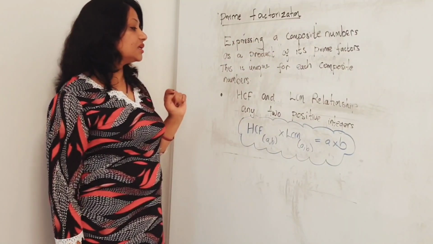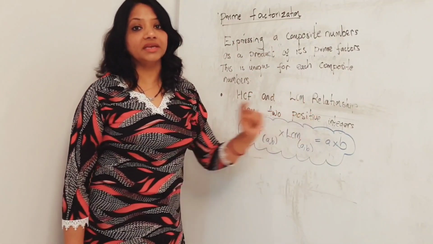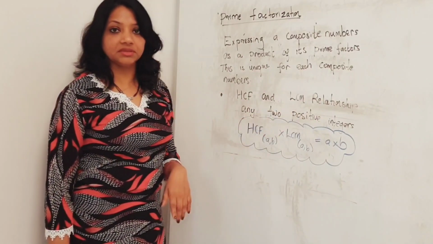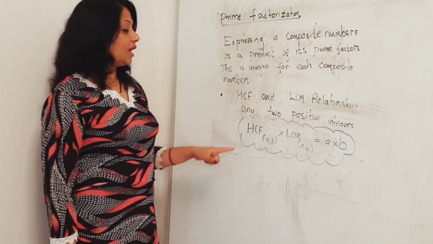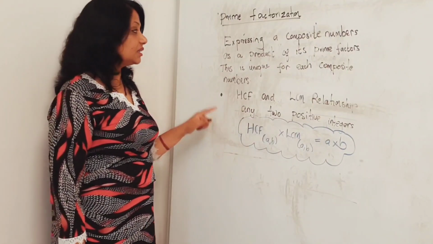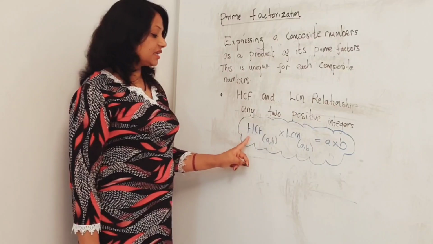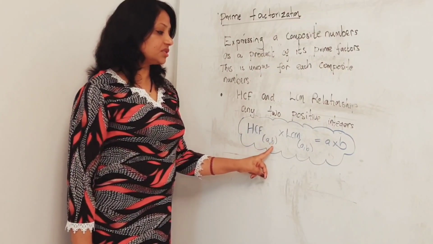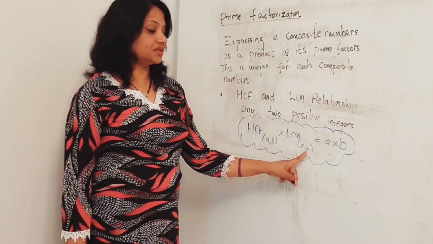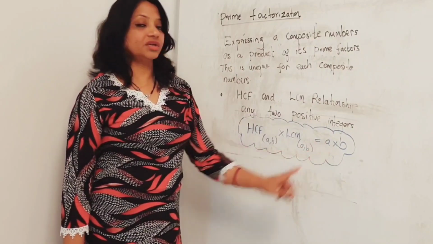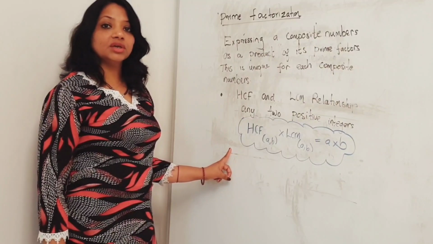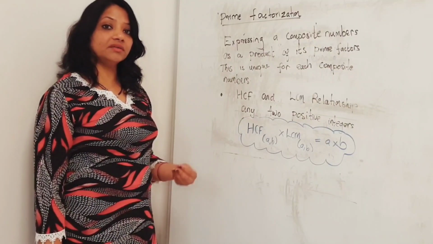And the next thing is the HCF and LCM relationship. Highest common factor and least common multiple. This is the full name of these two. And then we are going to use some formula in this chapter, that is HCF of two positive integers into LCM of two positive integers equals the product of two positive integers. This is very, very important.